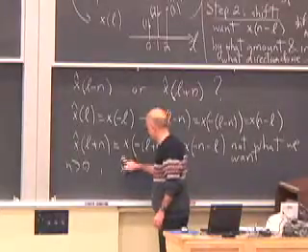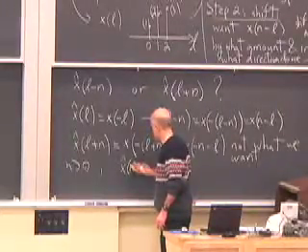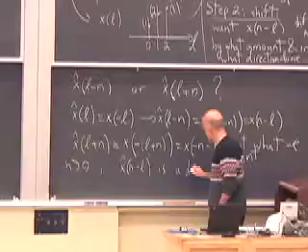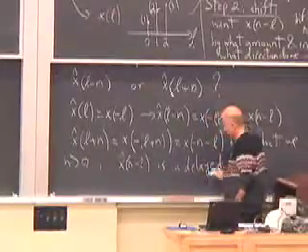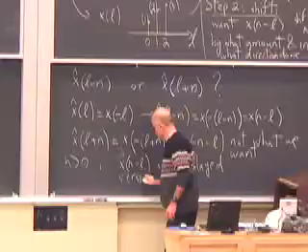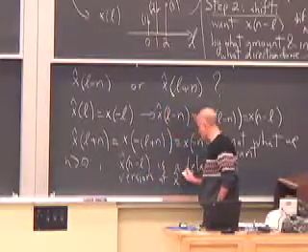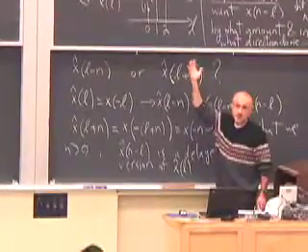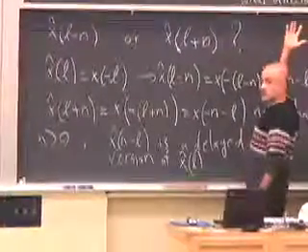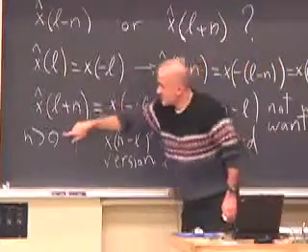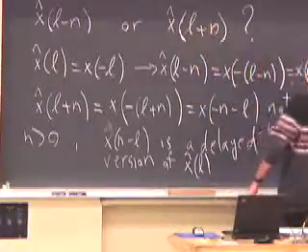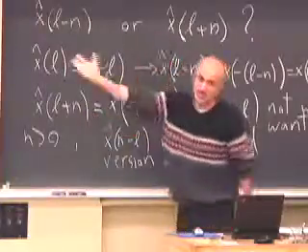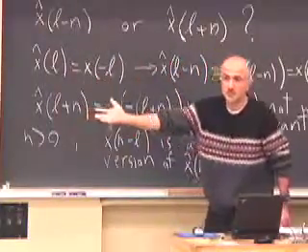x of n minus L is a delayed version of x hat. In other words, you flipped x to create x hat, and now you delay it. You shift it to the right. So when n is positive, after you flip, you shift to the right. When n is negative, after you flip, you shift to the left.